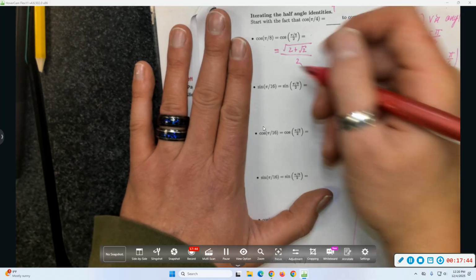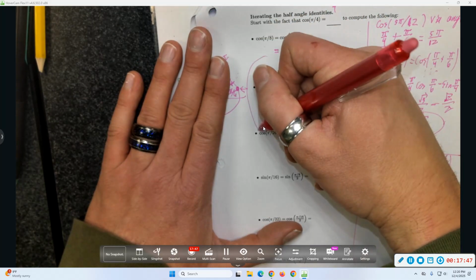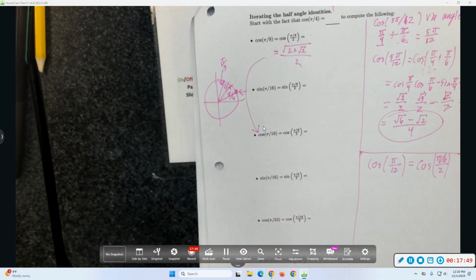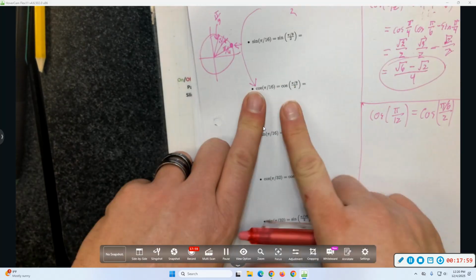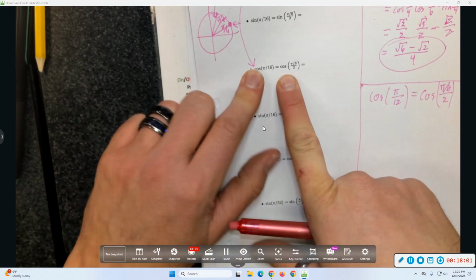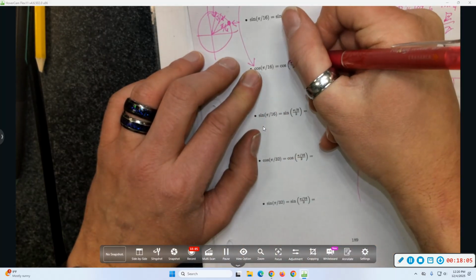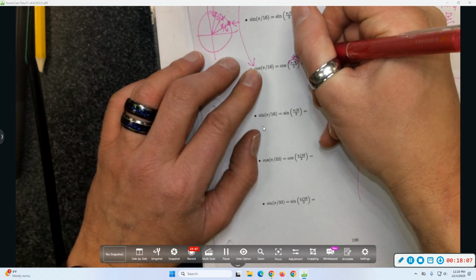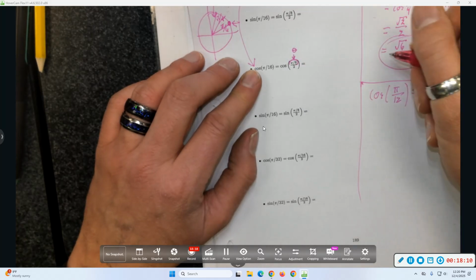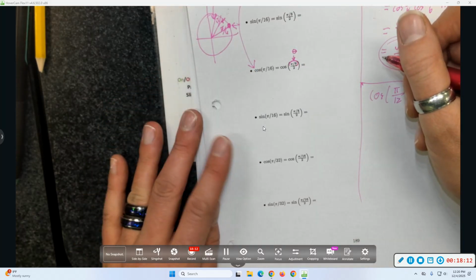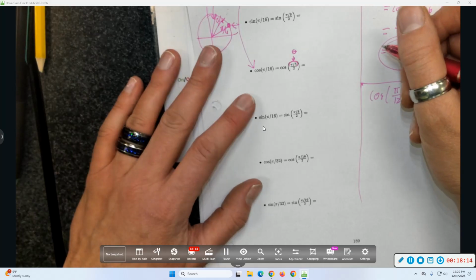Well, if we now have cosine of pi over 8, let's use that to compute cosine of pi over 16, because pi over 16 is pi over 8 over 2. Shall we? Let's do it. All right, so I'm going to use the half angle identity again. Yes, the variable name that's on the board is theta.